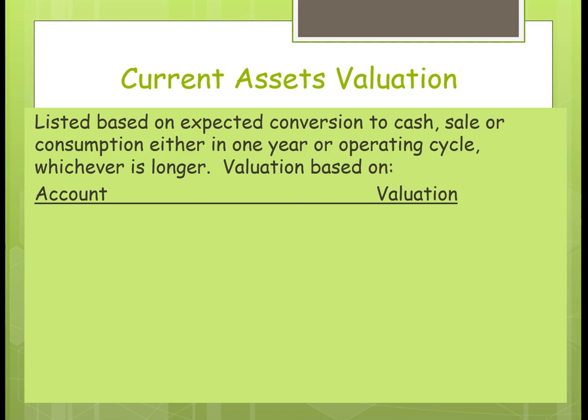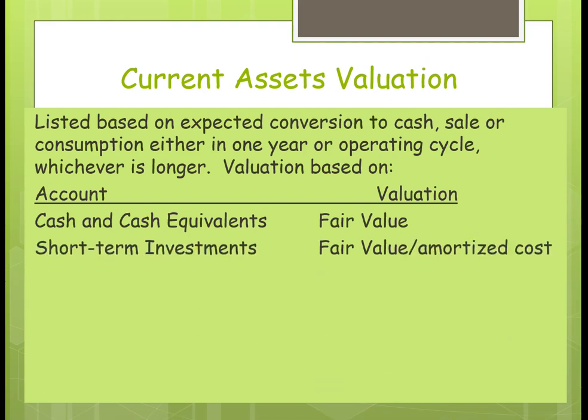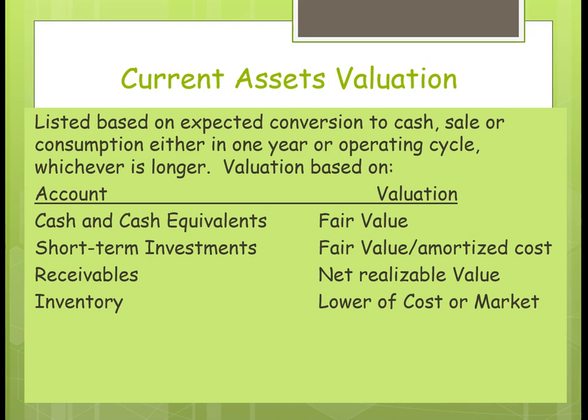Now, current asset valuation: assets are listed based on expected conversion to cash, sale, or consumption, either in 1 year or the operating cycle, whichever is longer. Valuation is based on cash and cash equivalents or fair value, but usually it's their face value since they're very short term. Short-term investments: fair value, amortized cost. Receivables: net realizable value, that's accounts receivable less allowance for uncollectibles. Inventory: lower of cost or market, we go over that later on. Prepaid expenses are at cost.